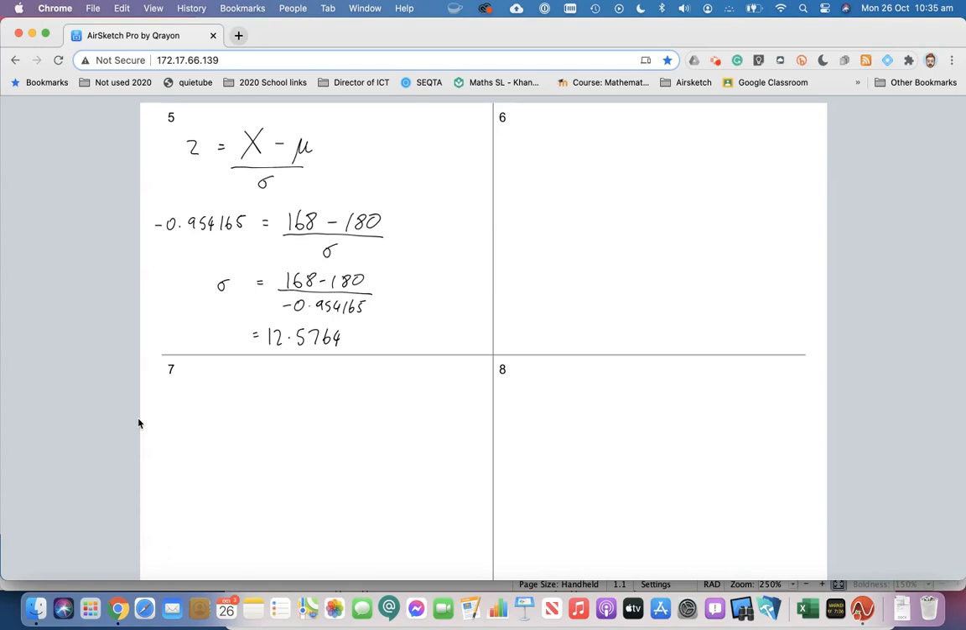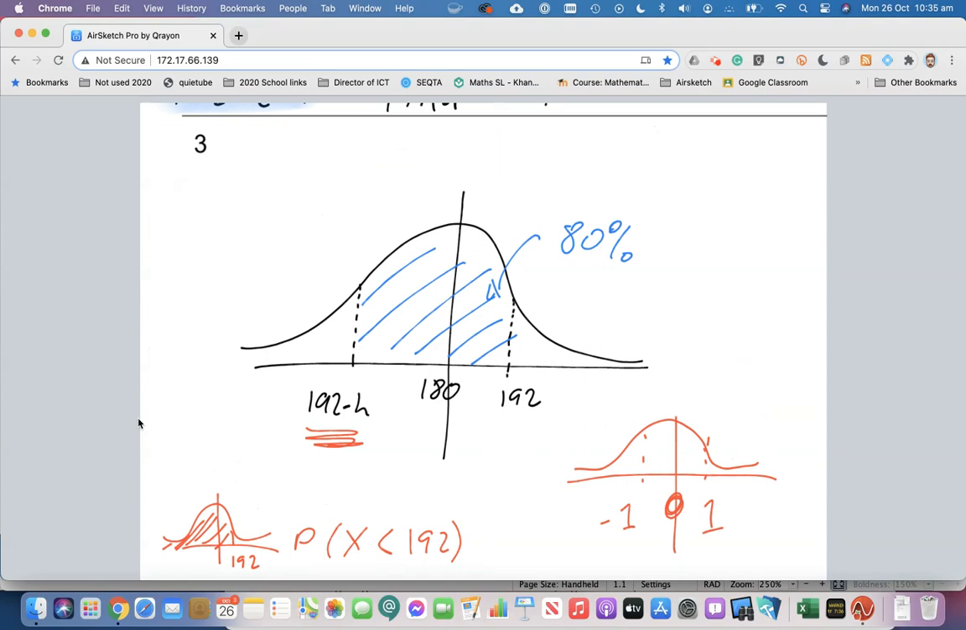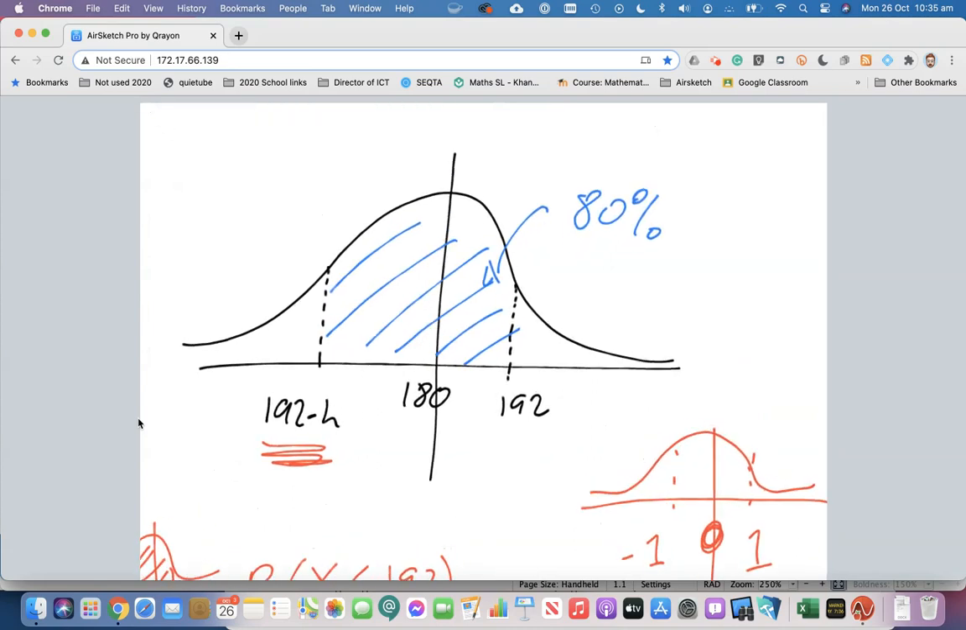We are given in the question that, well, sorry, we're not given the question. I'll just go back to where we're headed now. I'm just going to zoom up on this bit of the map so we can see it. Again, we're given in the question that this bit is 80%, but we don't know what the lower boundary is effectively. Now that we've got the standard deviation, we can work out what all of this is.